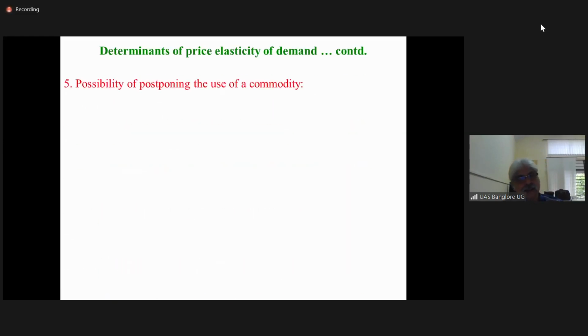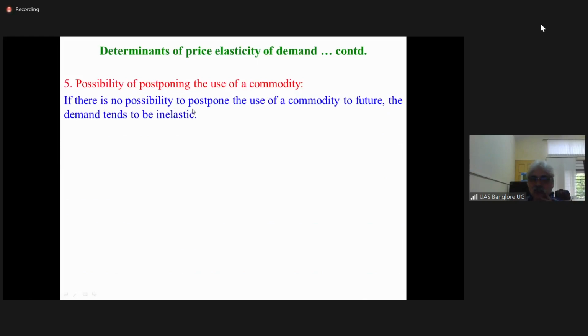Then the fifth determinant of price elasticity is the possibility of postponing the use of a commodity. If you can postpone the use, it is elastic. If you cannot postpone the use, it is urgent, then it becomes inelastic. If there is no possibility to postpone the use of a commodity to the future, the demand tends to be inelastic. For example, medicines, in the COVID season, COVID positive. So you have to use the medicine, you have to use the oxygen, and so on. So they become inelastic.